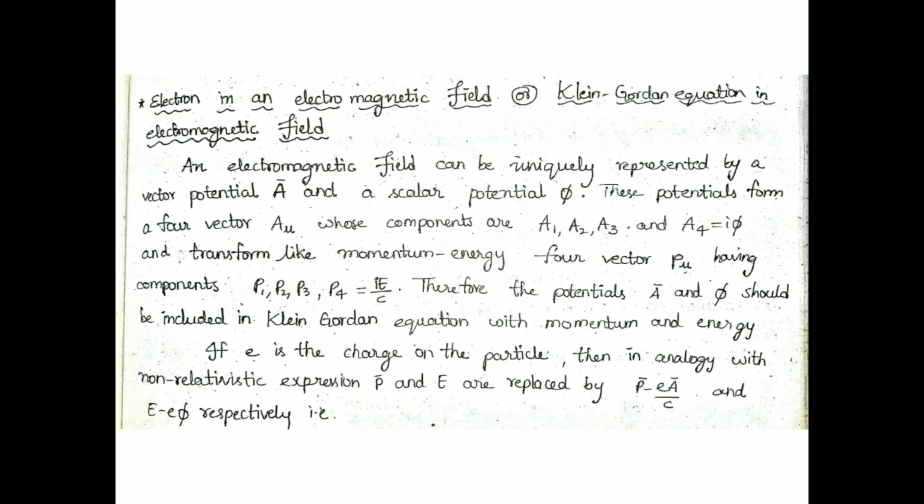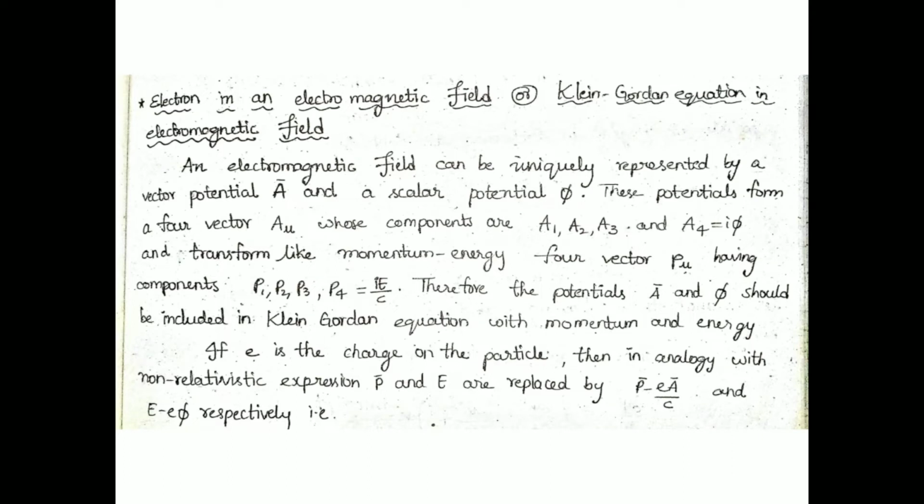So these potentials form a 4-vector, whose components are A1, A2, A3, A4. A is a vector, so it has X, Y and Z components, Ax, Ay, Az, which are A1, A2, A3, and A4 is nothing but i phi. Finally, if phi is also included, you would get in total a 4-vector.